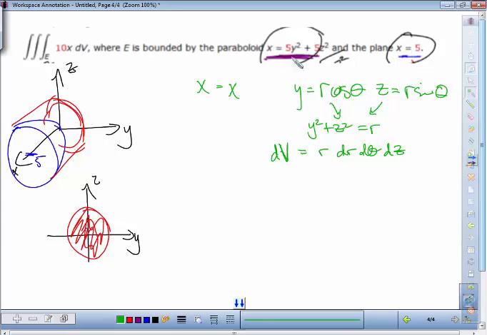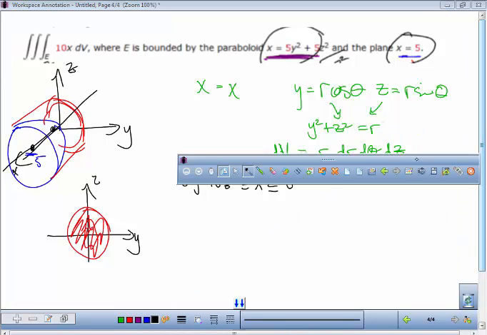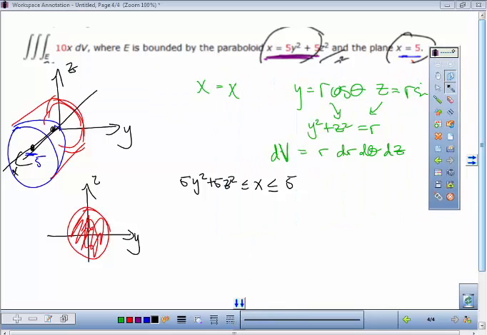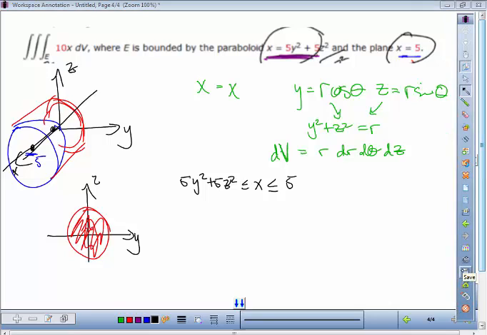All right, so if you remember, we go parallel to the x-axis, we enter through the paraboloid, and we get out through the plane x equals 5. So our x here is going to go from the paraboloid first, to 5. The paraboloid is 5 y squared plus 5 z squared, less than x and less than 5. Oh, this one? Yeah, thank you. All right, so our x is equal to this, and our y and z would become r and theta.